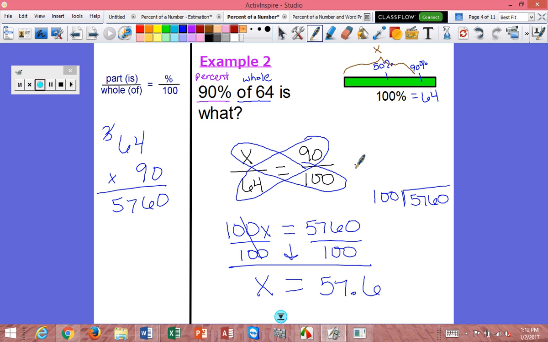So let's check the reasonableness of our answer. The whole entire thing is worth 64, and we know that whatever value 90% is worth, it's got to be pretty close to 64. We got 57.6. Yes, that is pretty close to 64, so that is a reasonable answer.